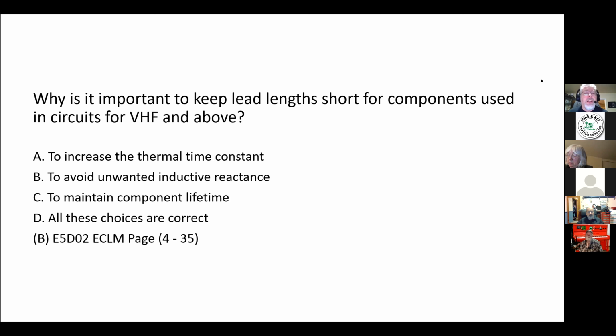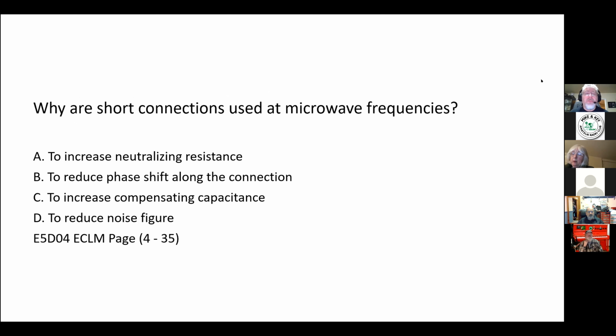Why are short connections used in microwave frequencies? A, to increase neutralizing resistance. B, to reduce phase shift along the connection. C, to increase compensating capacitance. Or D, to reduce the noise figure. Bravo is correct. To reduce the phase shift along the connection.